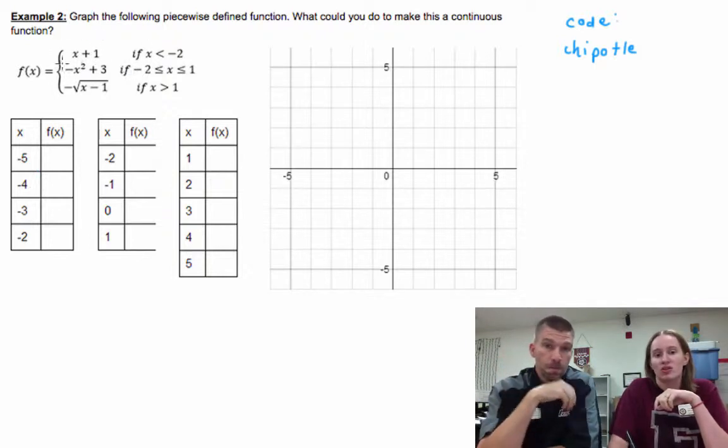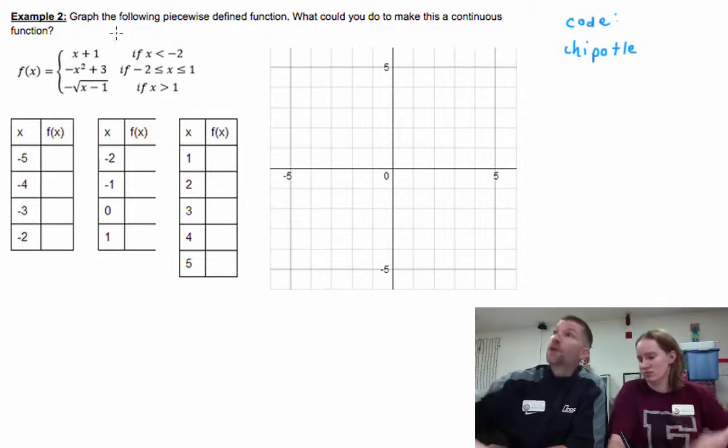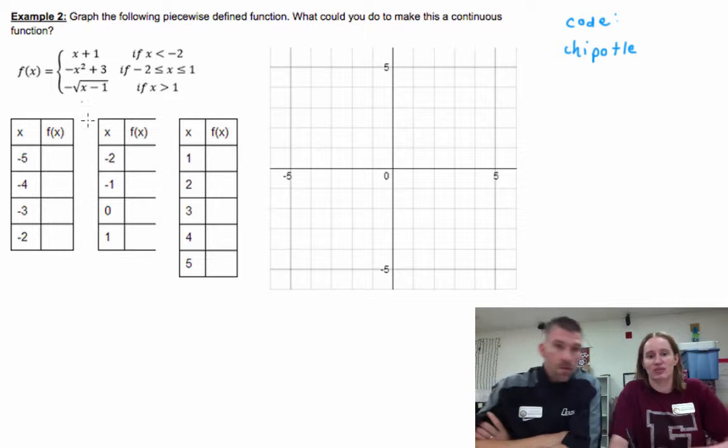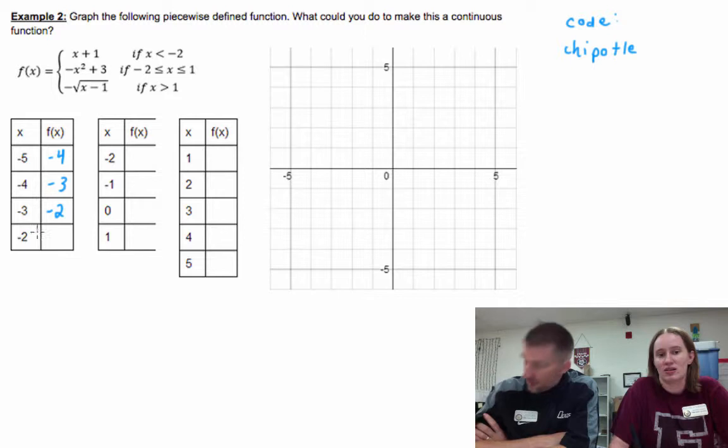So if x is less than -2, that's this first one. So plug in -5 and you get -4. Plug in -4 and you get -3. Plug in -3 and you get -2. Plug in -2 and you get -1.